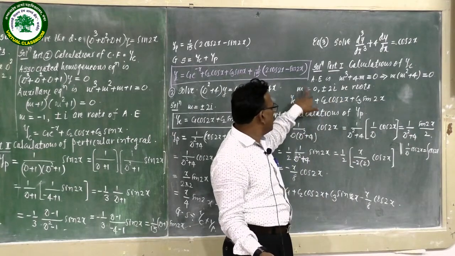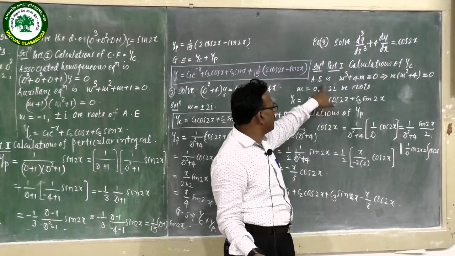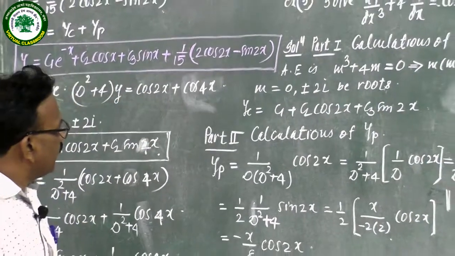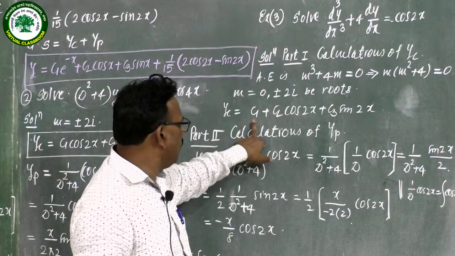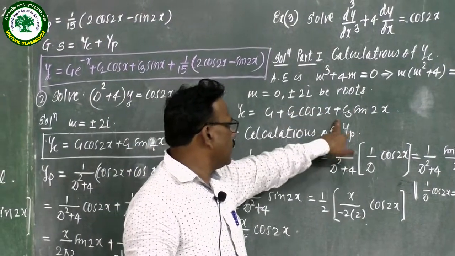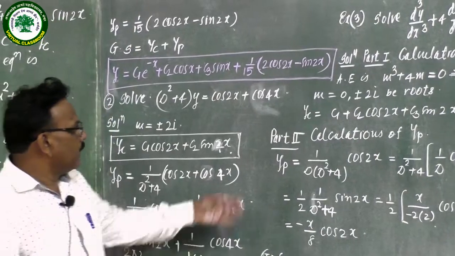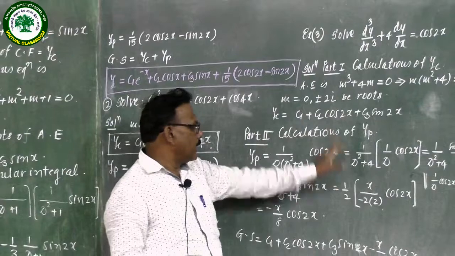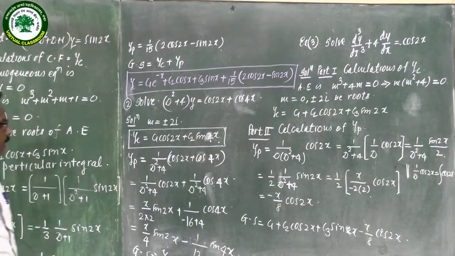Therefore, the roots will be m equal to 0, and m squared plus 4 is factorized as plus minus 2i, which are its roots. Then you can write yc as c1 e raised to 0x, that is c1 only, plus c2 cos of 2x plus c3 sin of 2x. That is your complementary function. Now the calculation of the particular integral is slightly complicated here again.